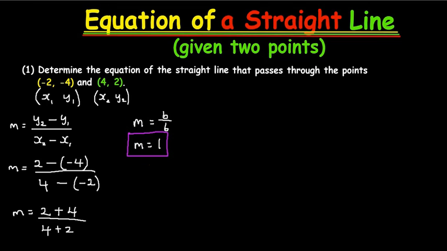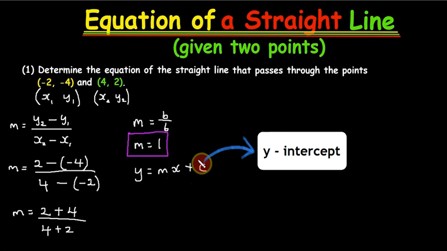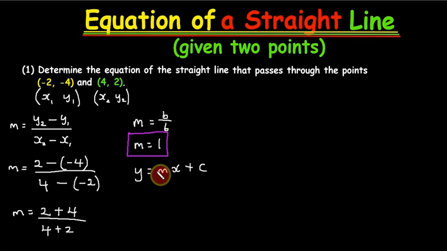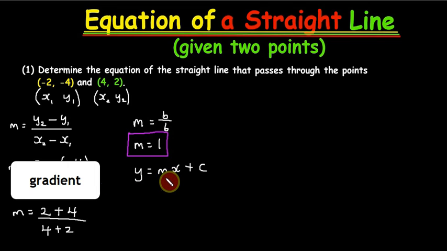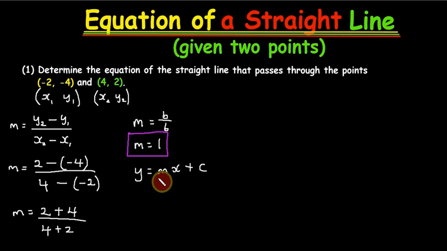Next thing we need to do is to write this equation in the slope-intercept form. And the slope-intercept form is y equal to mx plus c. This c here is our y-intercept, and this m is our gradient. So what we know, we have our points here. We can choose one point, and we have our gradient in order to find our c, the y-intercept.